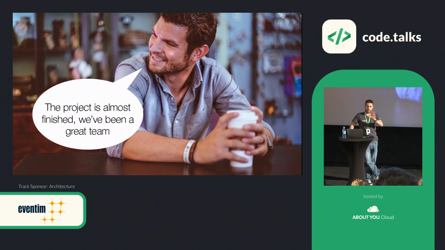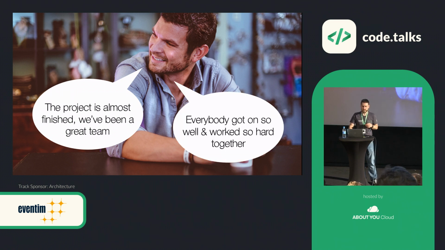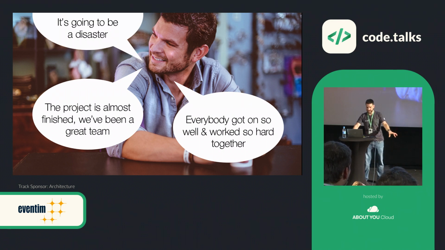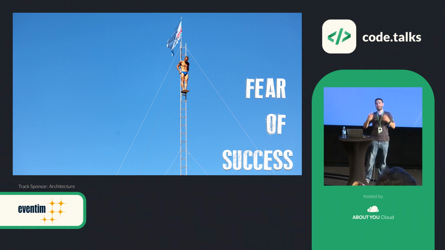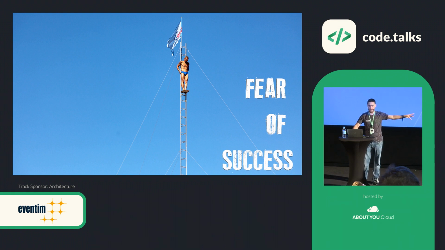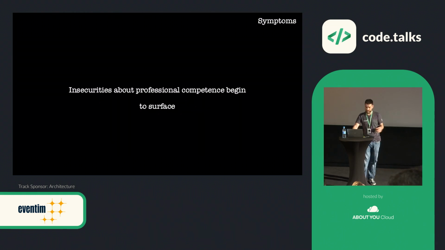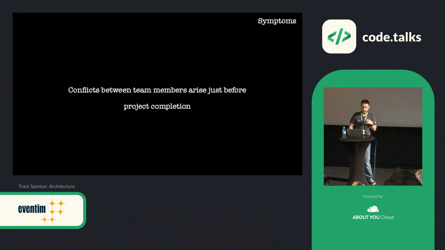So at some point you might overhear something like this. Somebody says, the project is almost finished. We've been a great team. Everyone got on so well, worked so hard, but it's going to be an absolute disaster. And this is somebody who's suffering from fear of success. It's those side projects that you start and you never actually do anything with. People involved in the project begin to obsess over things that will go wrong, so they never release it. Insecurities about professional competence arise. People start fighting with each other as well in the team.